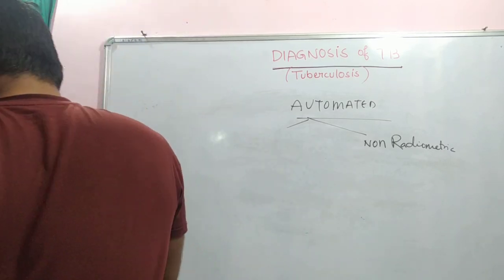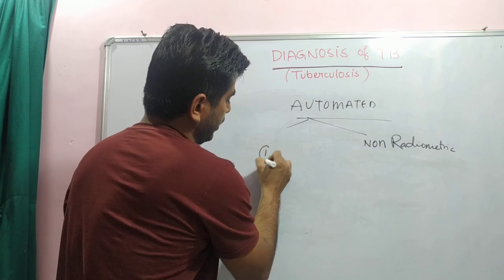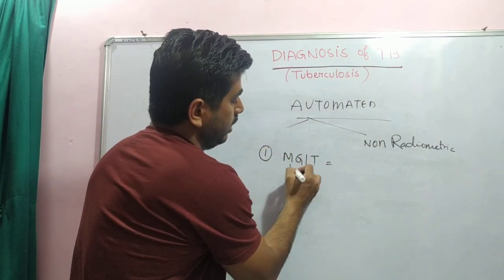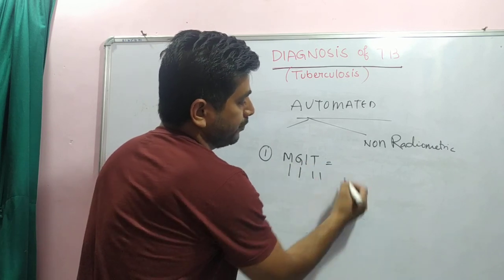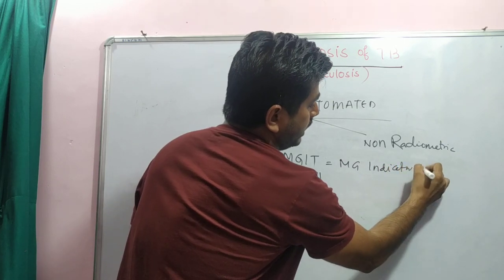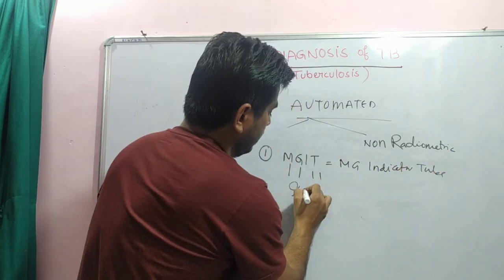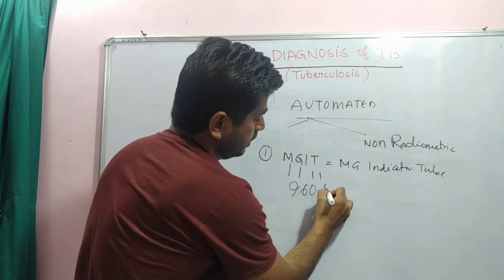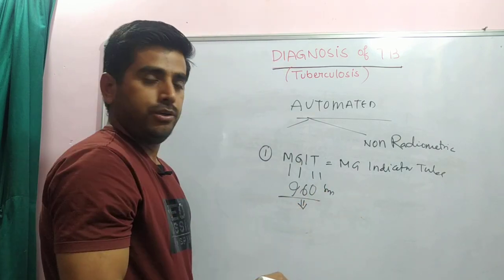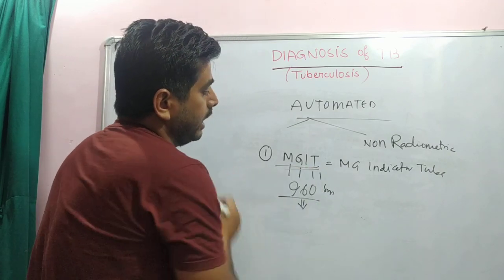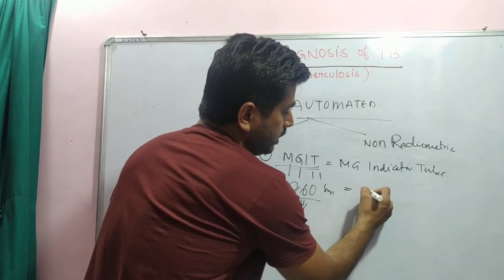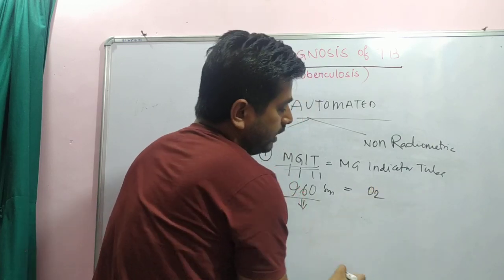An important non-radiometric method is the MGIT, the mycobacterial growth indicator tube, and this is called the 960 system. That means we can examine 960 samples together. Here we don't use any radio label. We use fluorescence, and we measure the oxygen level.